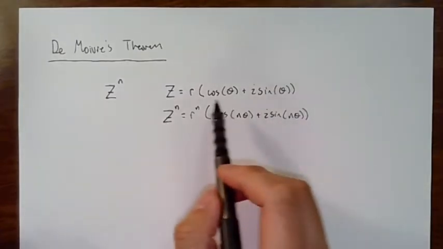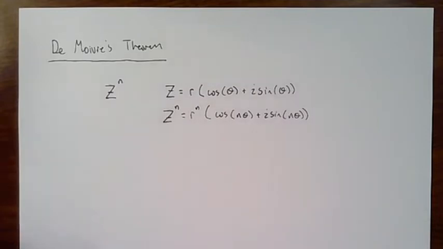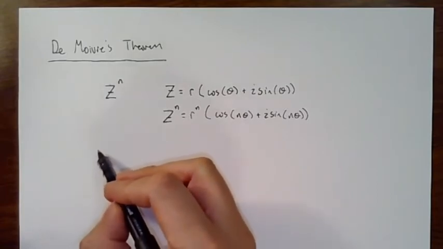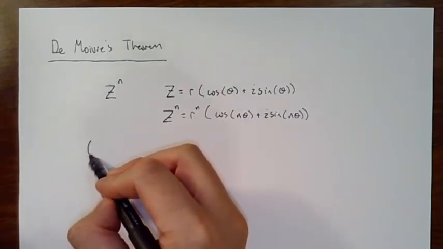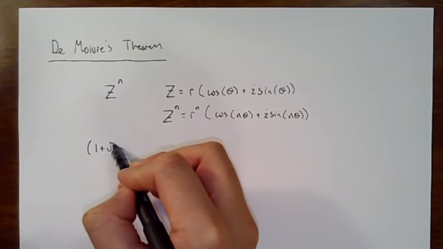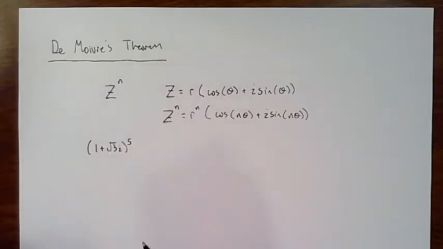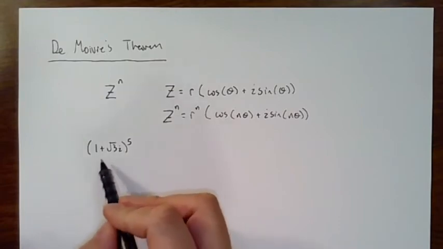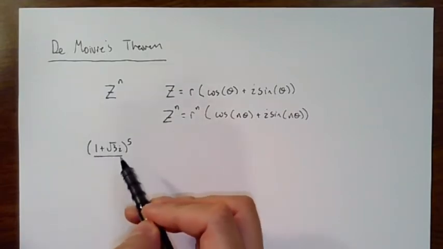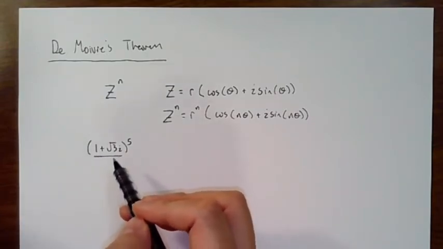Now, like I said, you do have to have the number in trigonometric form, so if it starts off in standard form, you're going to have to convert it. So let's just do an example. Let's say that our number is 1 plus square root 3 i, to the fifth. The first thing that we're going to want to do is convert this number to trigonometric form.